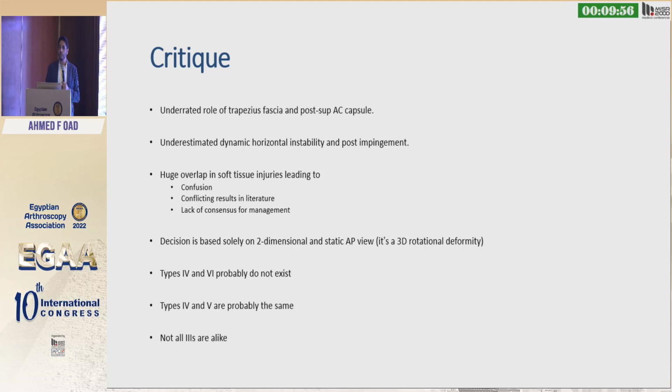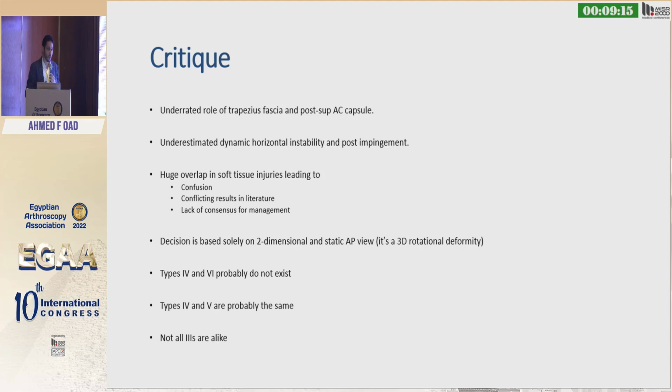Our decision is usually based on a two-dimensional static AP view, not taking into consideration the 3D rotational anatomy. And isolated type 4 and isolated type 6 may not exist. I mean, they are very rare, or maybe not existing, because actually type 5 is always a combination between posterior displacement and superior displacement. Whether the posterior displacement contributes more to the instability, maybe it's a type 4. If the superior displacement contributes more to the instability, then it's a type 5.